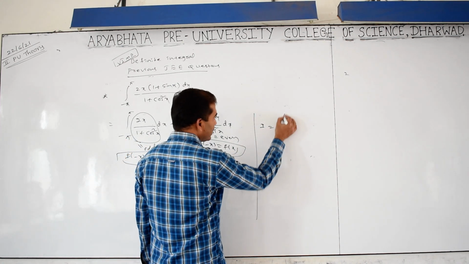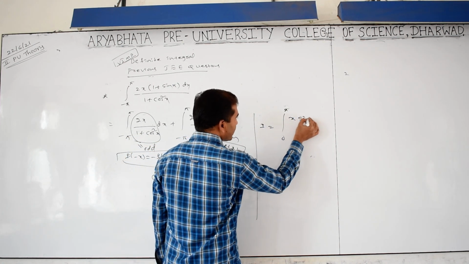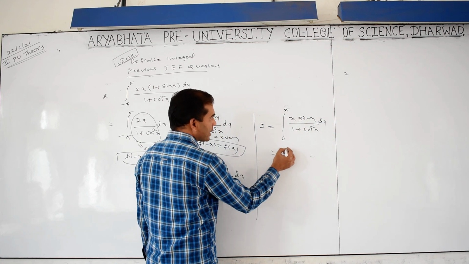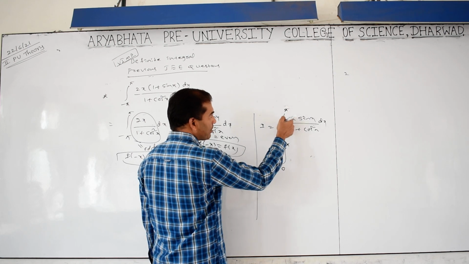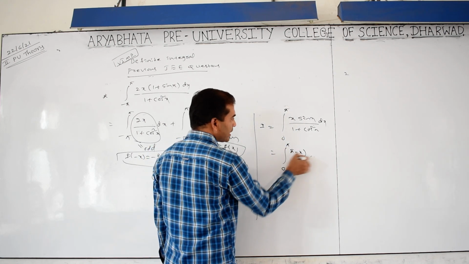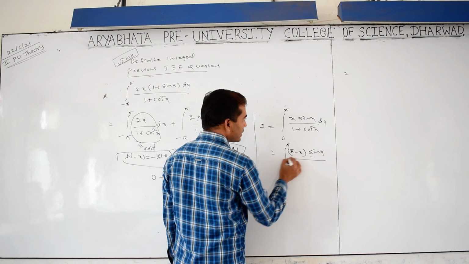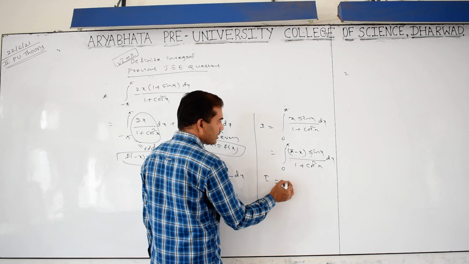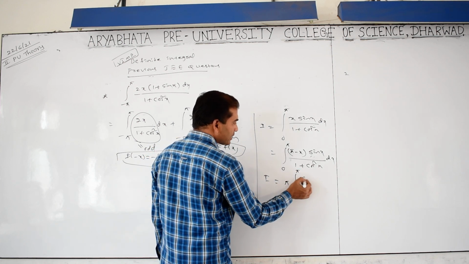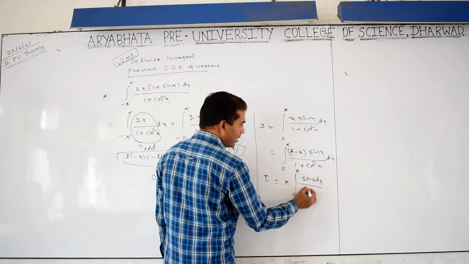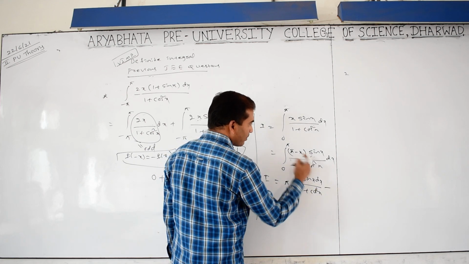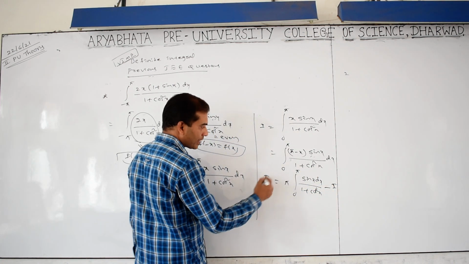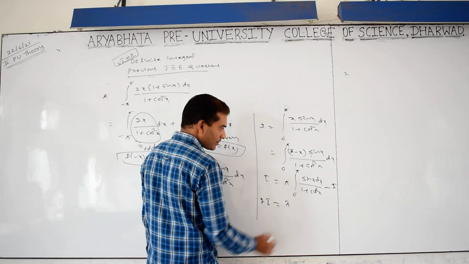Let I be the integral from 0 to π of x sin x by 1 plus cos²x dx. In place of x, use the property from 0 to a: replace x with a − x, so π − x, and sin(π − x) is sin x, over 1 plus cos²x dx. So I equals π times the integral from 0 to π of sin x dx by 1 plus cos²x, minus the integral from 0 to π of x sin x by 1 plus cos²x, which is I. So I plus I, 2I equals π.